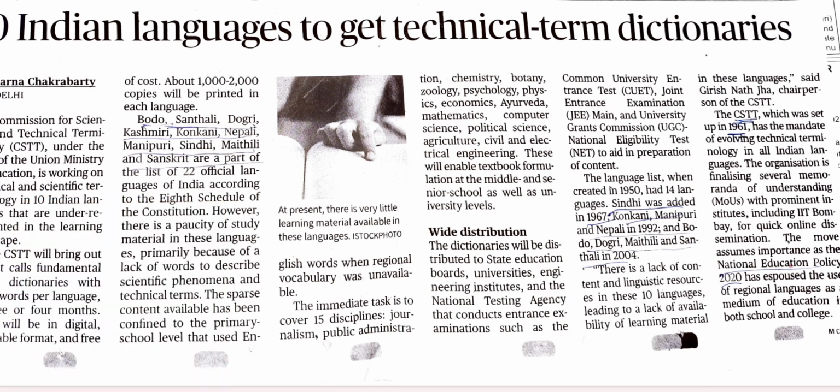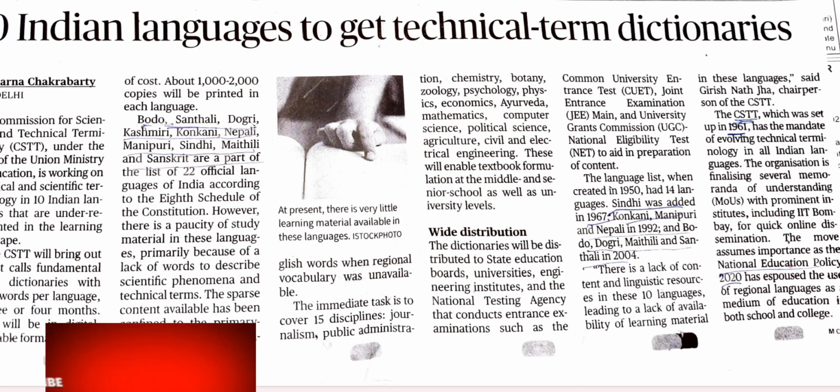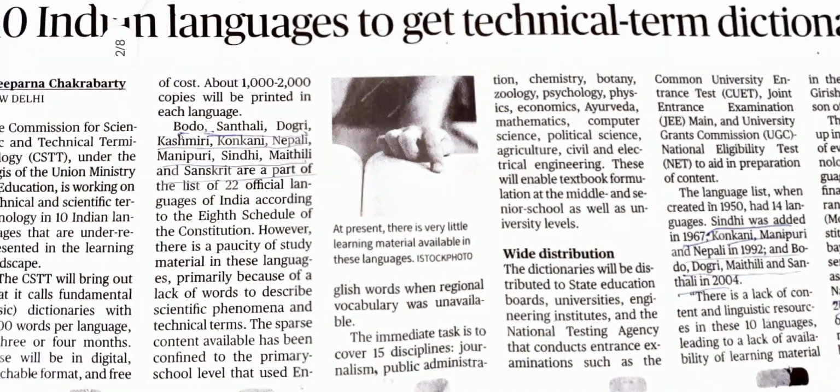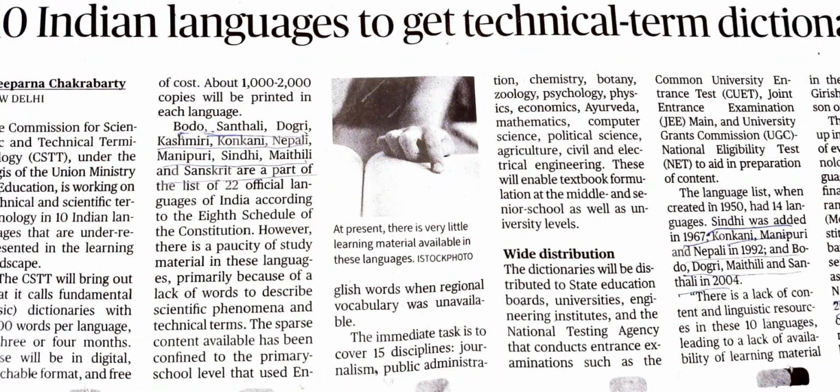Let's start. 10 Indian languages to get technical term dictionaries. The Commission for Scientific and Technical Terminology (CSTT) is working under the Union Ministry of Education. It is working on technical and scientific terminology in 10 Indian languages.